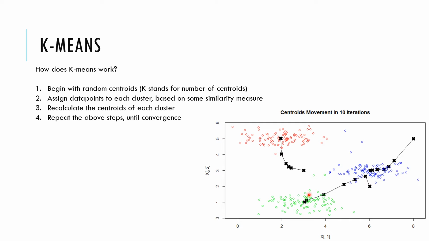So this is one example here. I've used the k-means algorithm to build a model here. So these are the data points, right?